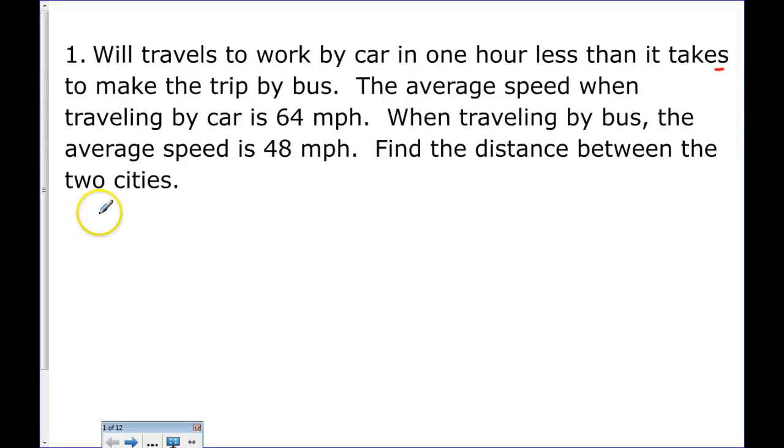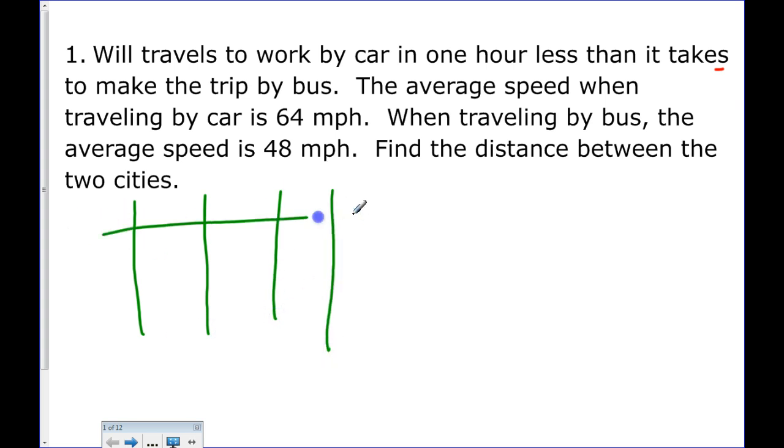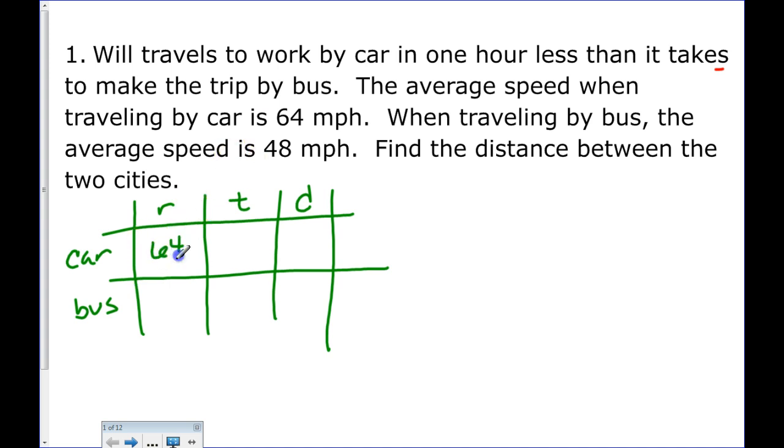So, we are going to start off with our table. We always start off with tables on these problems. Motion, it'll be speed or current. So if you see speed or current, you're going to need a table. Okay? So, rate, time, and distance. And then we're going to talk about car versus bus on this one. Okay? So the rate of the car was 64. And the rate of the bus was 48.